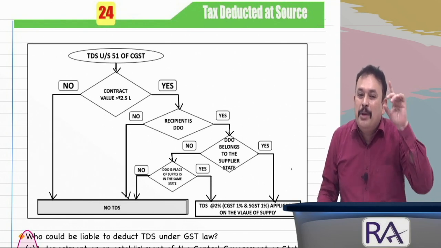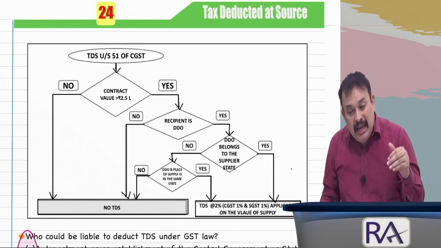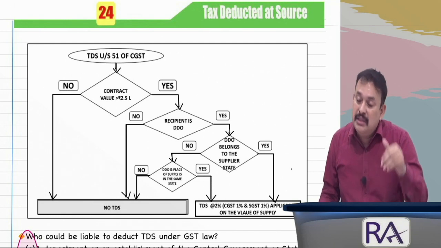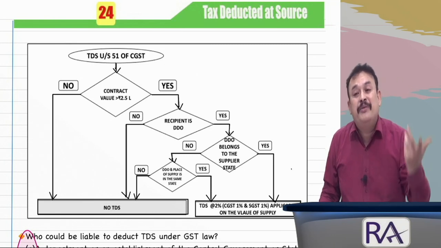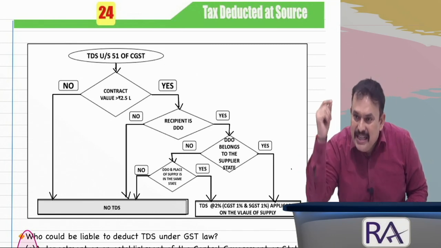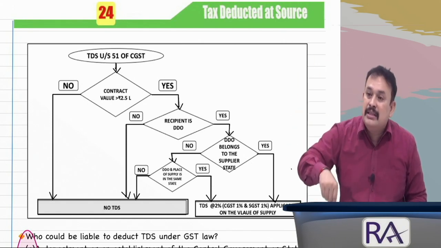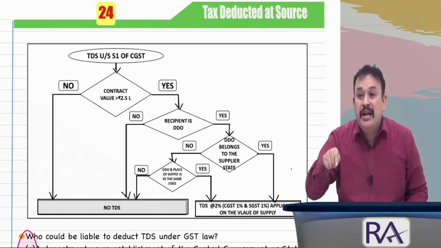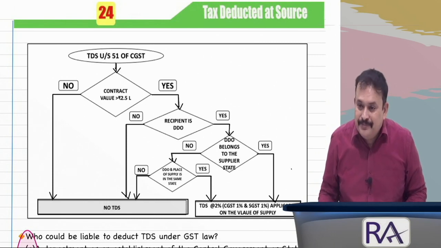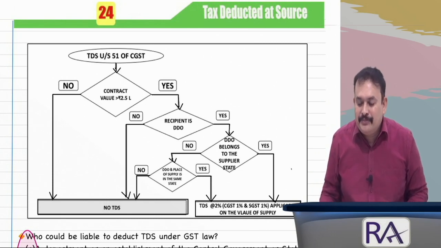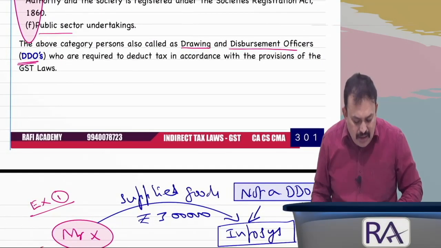TDS is also applicable if the supplier is a composition levy scheme assessee and supplies goods or services by issue of a bill of supply. In that case, if the value exceeds 2.5 lakhs per contract, the recipient DDO is liable to deduct TDS. The TDS amount which you pay by GSTR 7 filed by the deductor will be auto-populated in the electronic cash ledger of the deductee. It is as clear and simple as this. I have covered almost all the points of TDS.